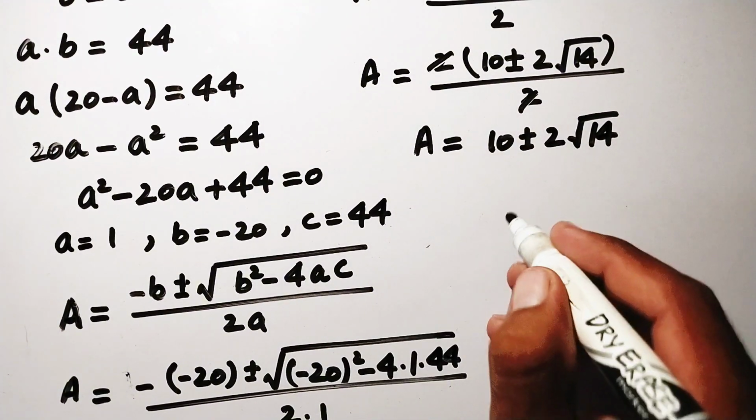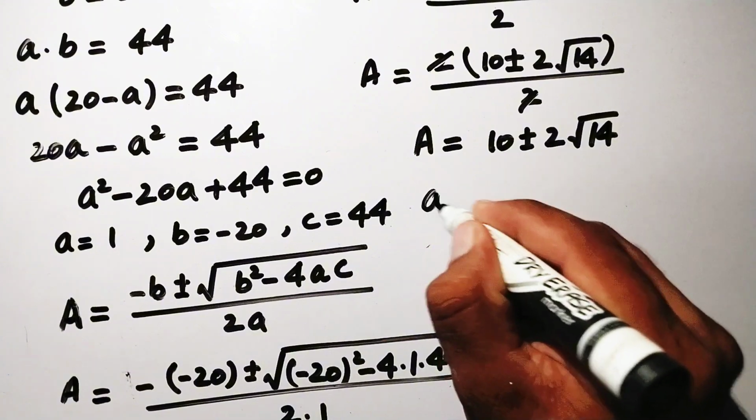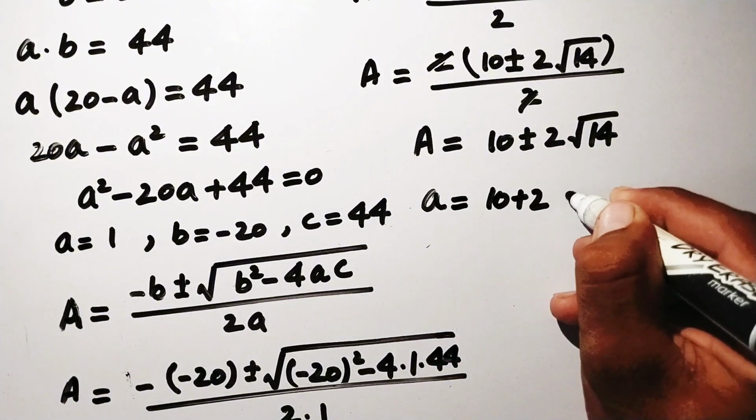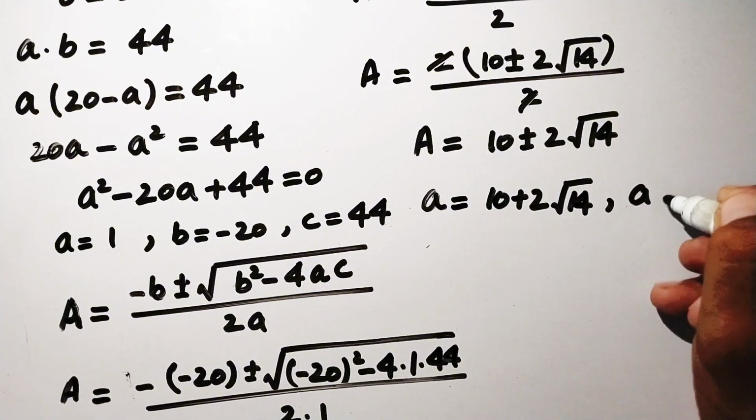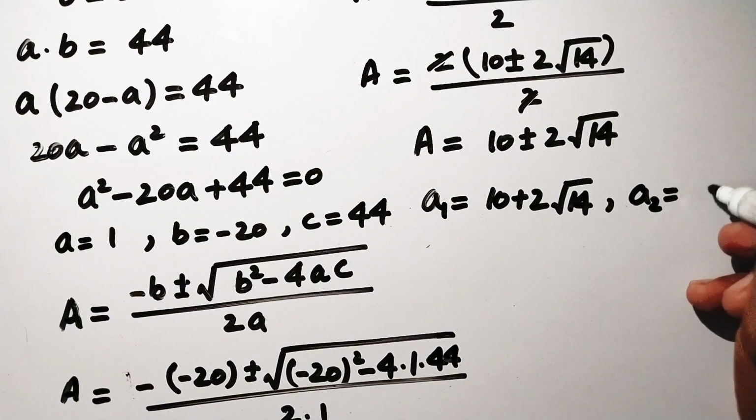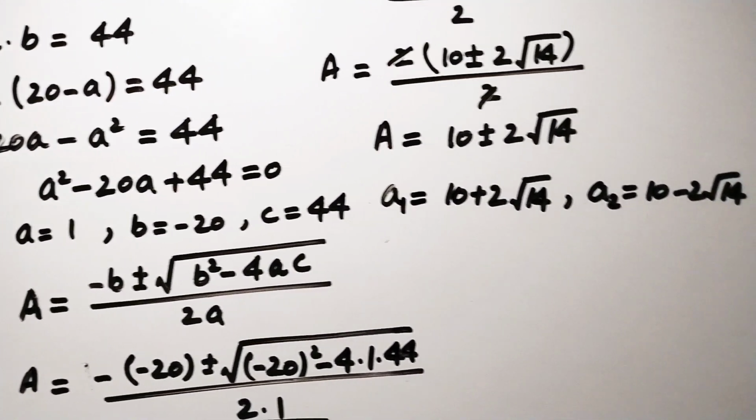Here we are getting two values of a. Here we will replace this a by this a. First value is 10 plus 2 times root of 14, while the second value is, here we will mark this a1 and this a2, equal to 10 minus 2 times root of 14.